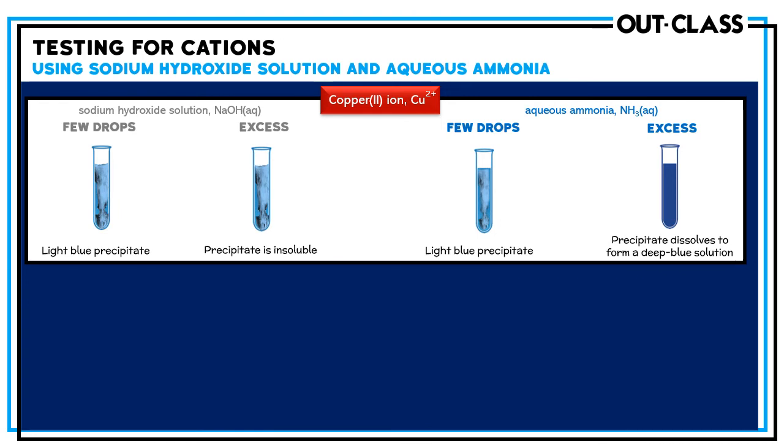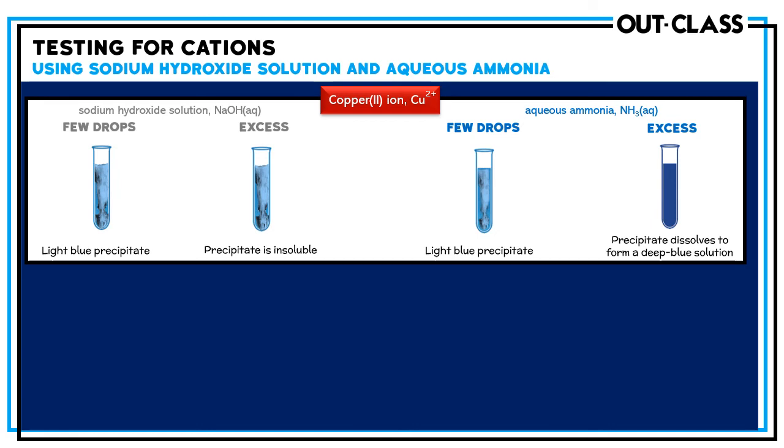Now you perform the second test, the aqueous ammonia test. So we add a few drops of aqueous ammonia to your salt solution. If copper ions are present, again we'll get a light blue precipitate. But now if you add excess of aqueous ammonia and shake, the light blue precipitate will dissolve to make a dark blue solution or a deep blue solution. So a drastic color change occurs. This confirms that copper ions are present.